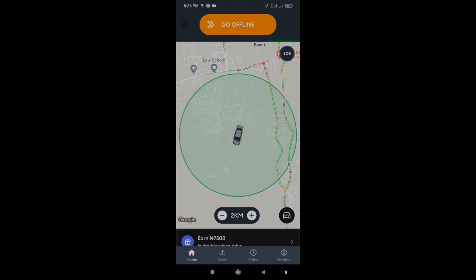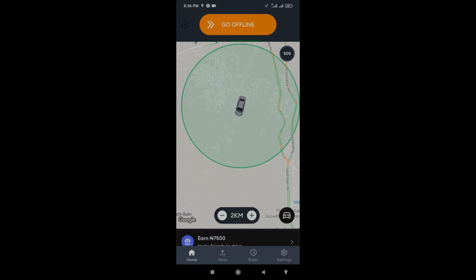So speaking on the subject of radius, you can see very clearly that on the Bolt app, you have a radius from at least 2 kilometers to up to, I believe, 15 kilometers. The Uber app has no feature like that. What this basically means is that on Bolt, you can only get rides that are 2 kilometers around you. So the closest person is definitely going to book you. But you can, of course, widen that radius. So you have that option.